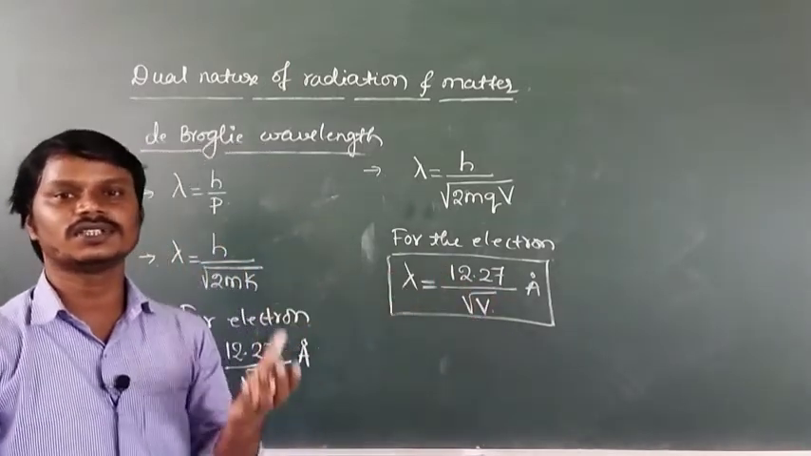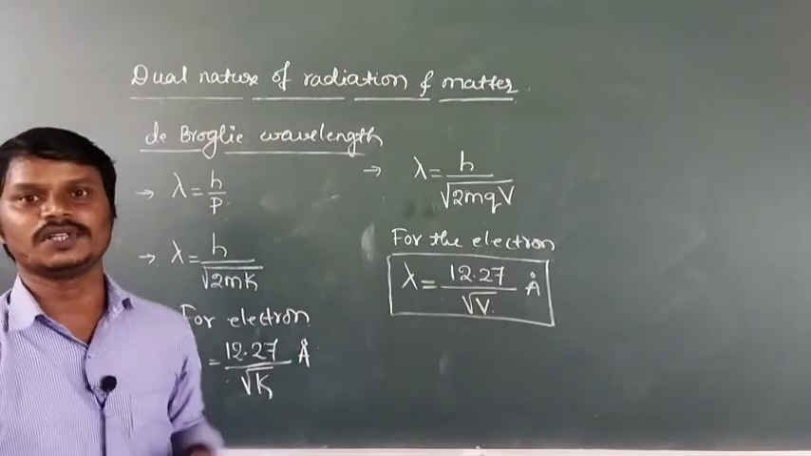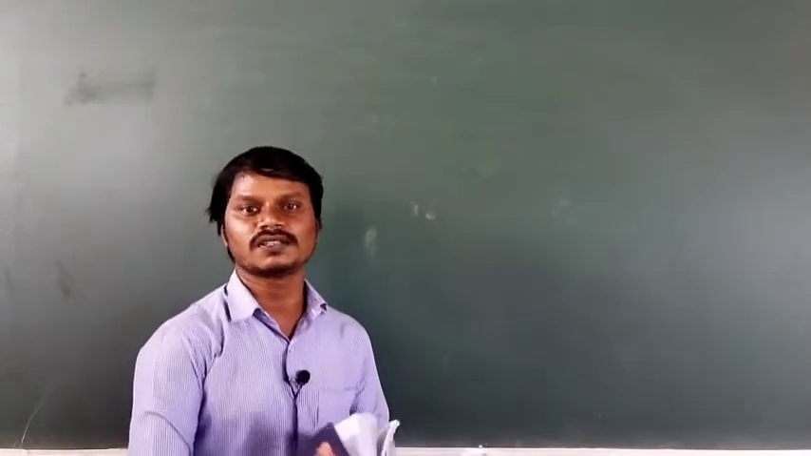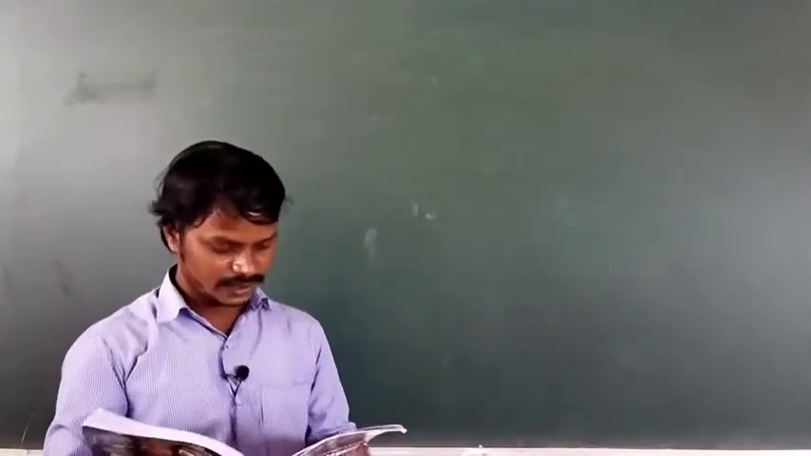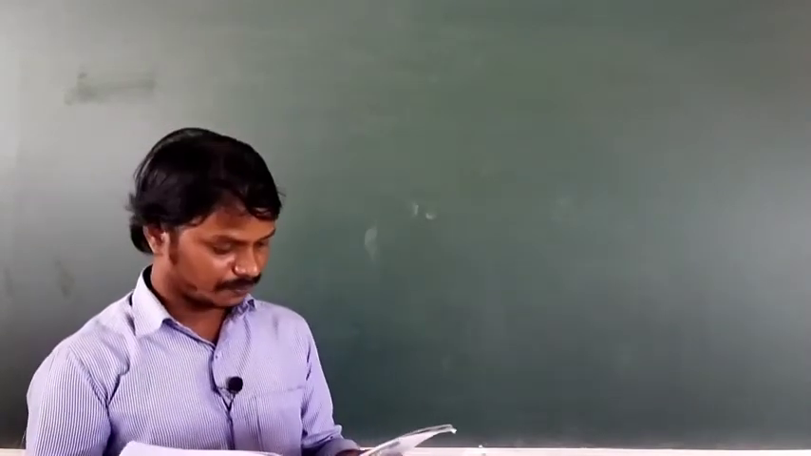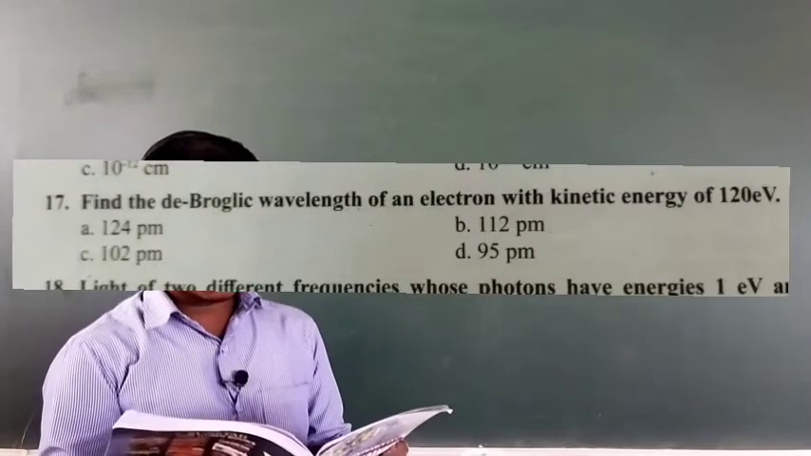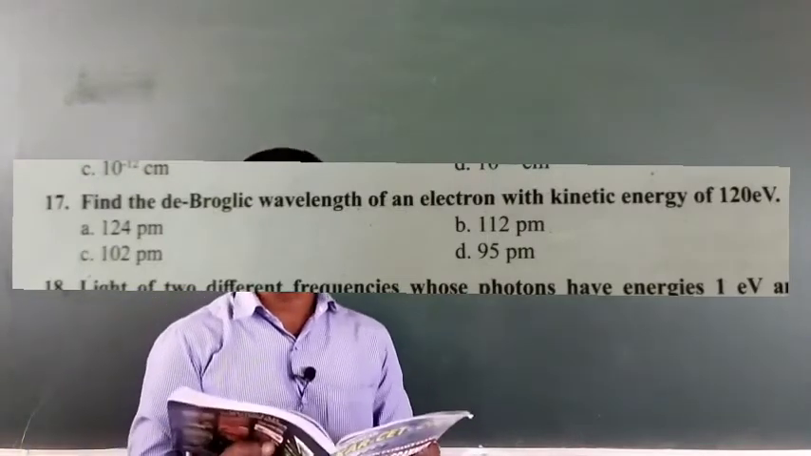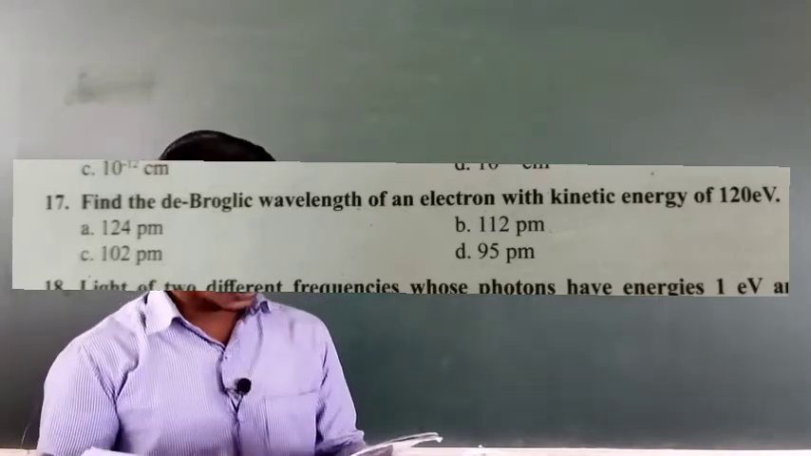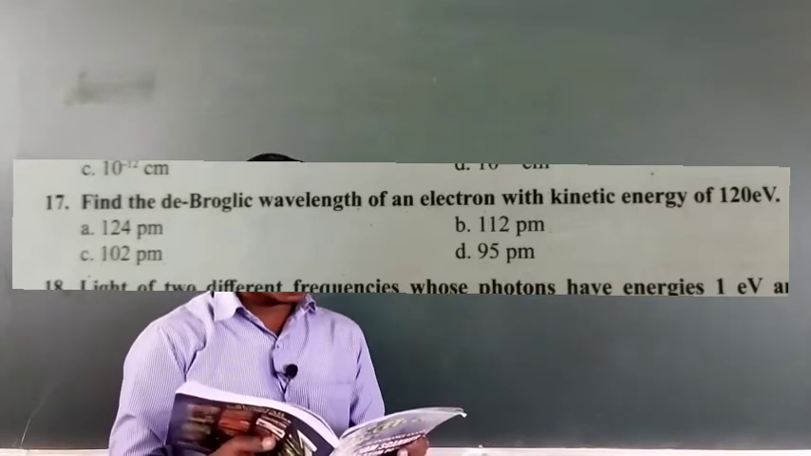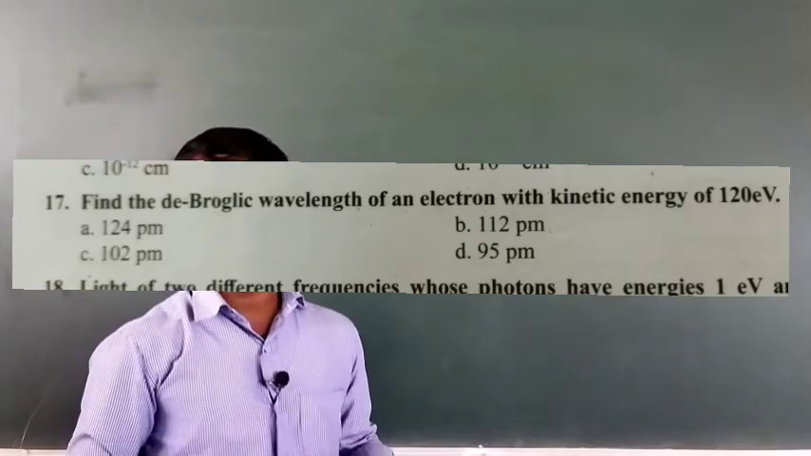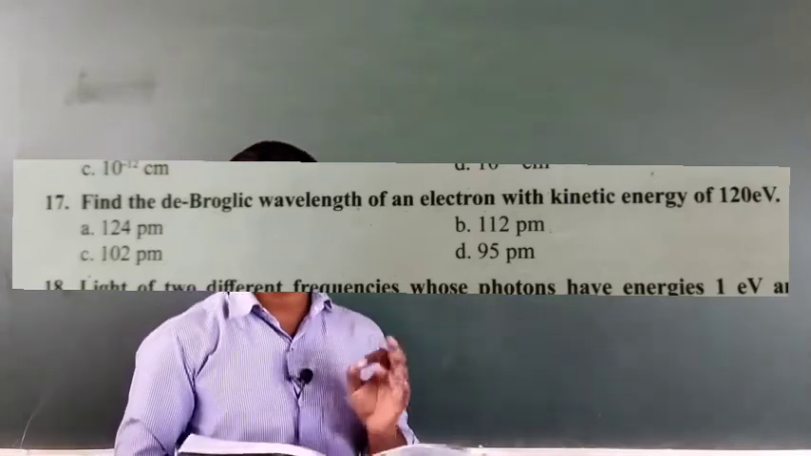So let us solve some questions related to all those important formulas. Now let us solve some questions asked in previous year question papers. This question is related to the de Broglie wavelength, and it was asked in the year 2015. Find the de Broglie wavelength of an electron with kinetic energy of 120 electron volt. Options: 124 picometer, 112 picometer, 102 picometer, and 95 picometer. Which is the correct answer we have to find.